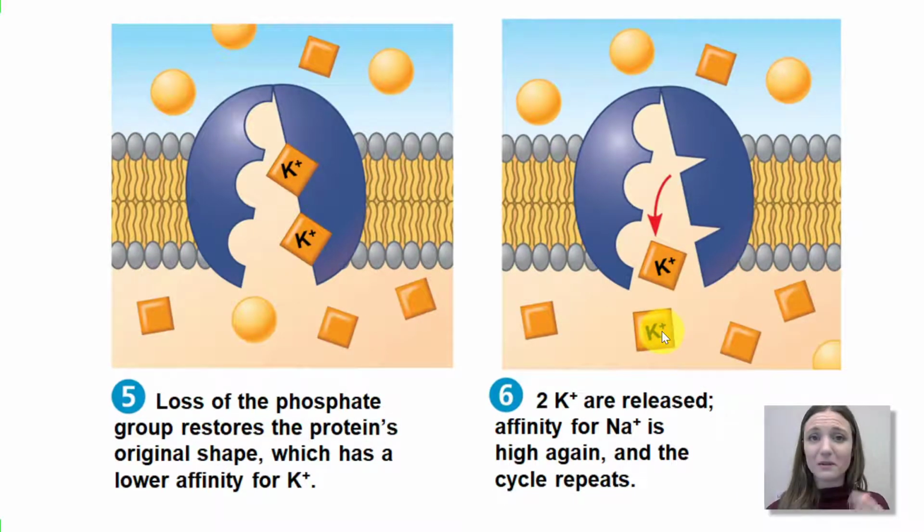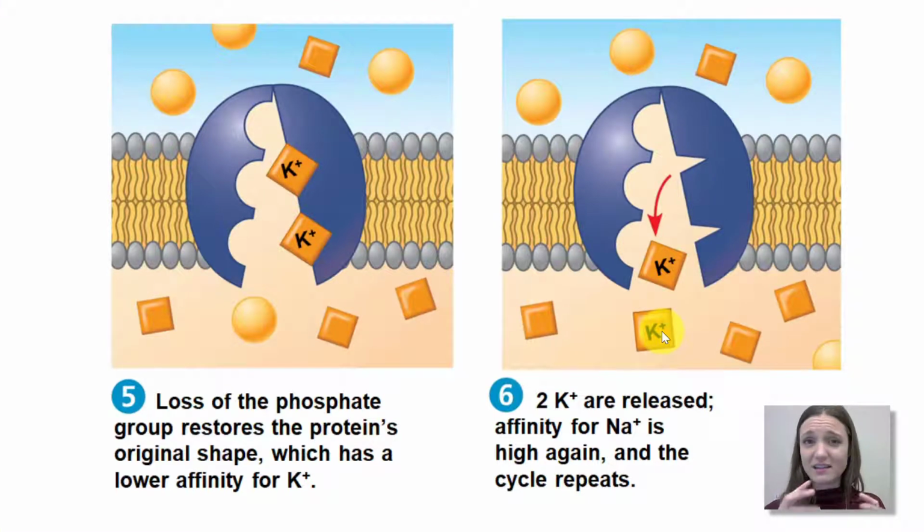And once that phosphate group is released, guess what? We get another shape change, right? Now, after that phosphate group is released, that enzyme then opens up to the inside of the cell, and that shape change also results in a change in the active site for potassium, which means that potassium now has a low affinity. It doesn't really want to be in that active site anymore.